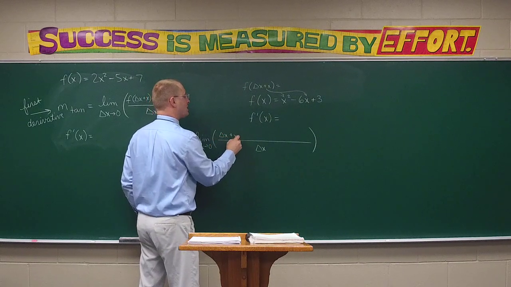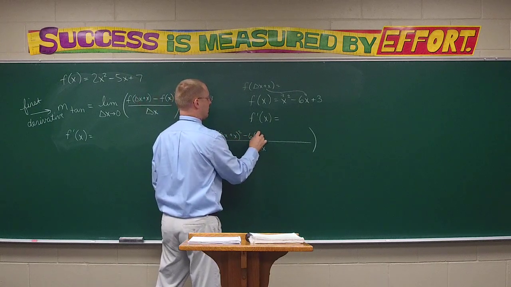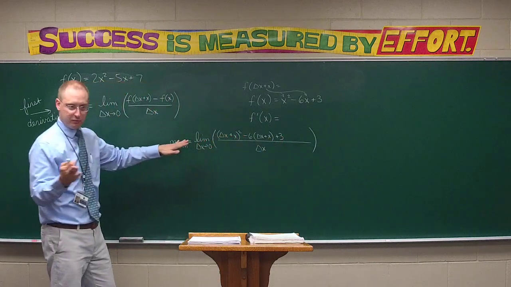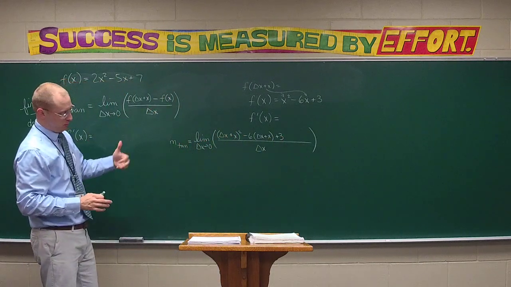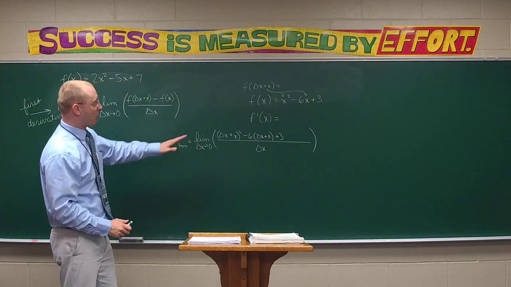Okay, initially, yeah, delta x, we could just say it that way, that's fine. Delta x plus x squared minus 6 delta x plus 3. We could do it that way and then simplify the next step. I'm fine with that. I was just trying to do all of it at once, but maybe that's being greedy. Maybe that's not helping people watching on YouTube. So we'll roll with it, right?